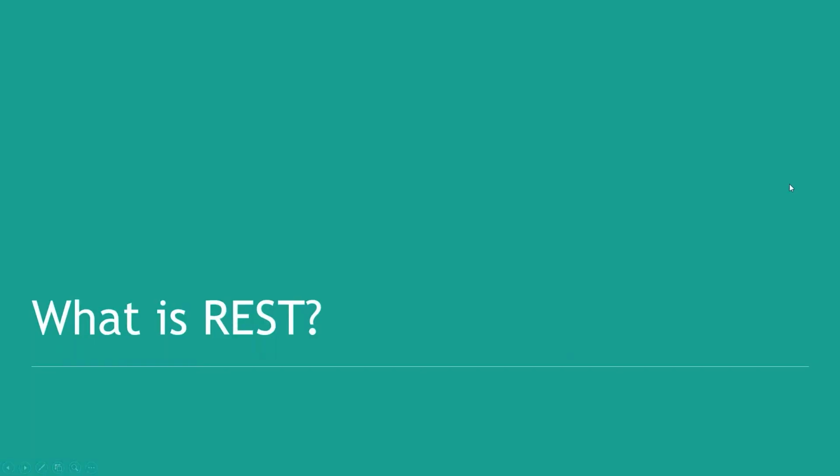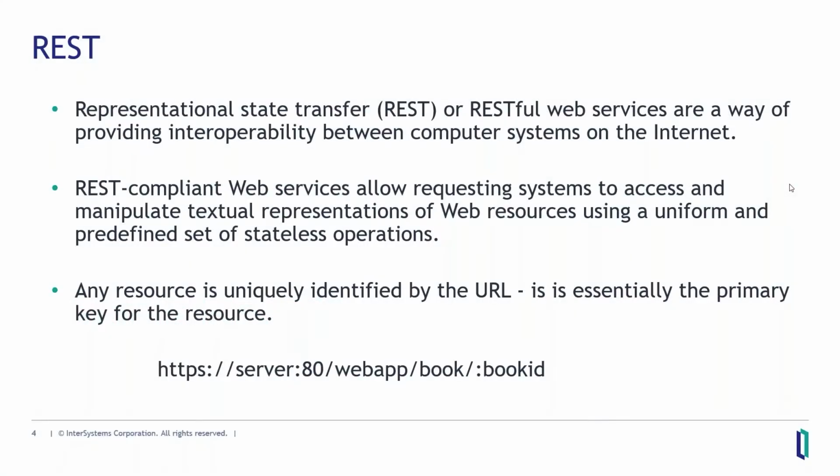Okay, so let's start. What is REST? The definition is representational state transfer. It's an architecture. REST is often compared to SOAP, but SOAP is a specification with a version and so on, while REST is just architecture principles, and there are not very many of them. It's built for the web, and any resource is uniquely identified by a URL, which is essentially the primary key.